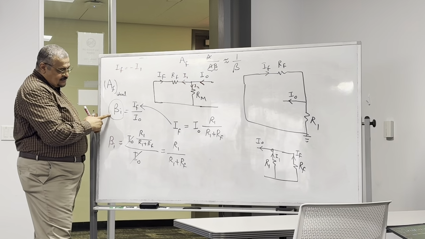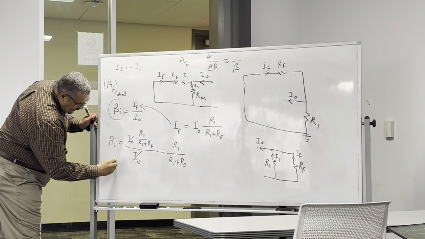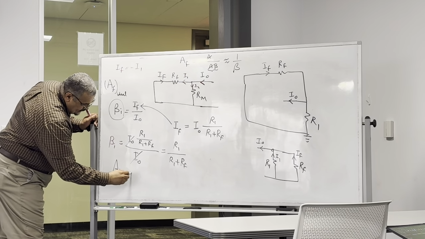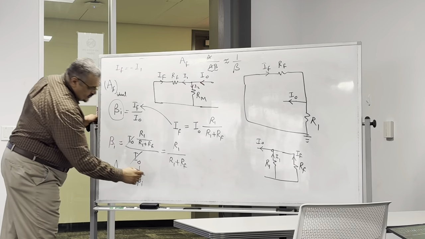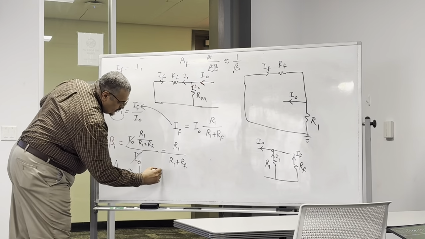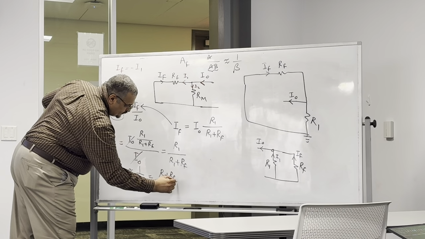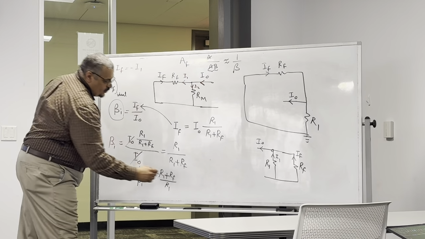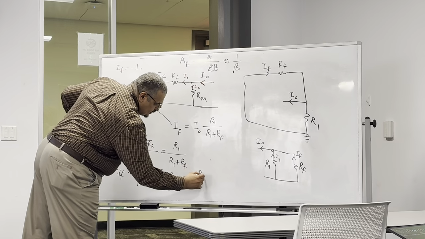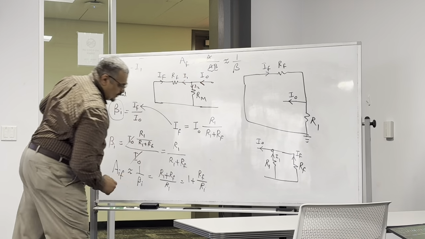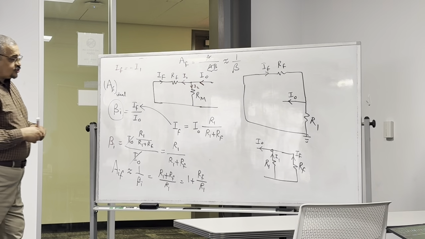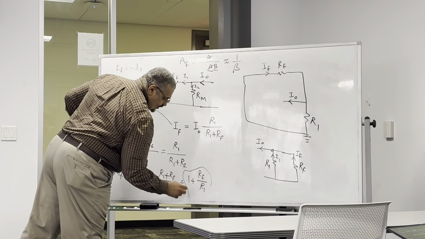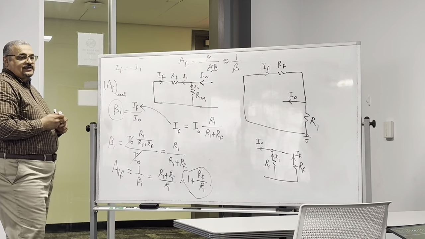By knowing beta, you know that the feedback gain, AI feedback, is roughly 1 over beta, which is going to be, in this case, R1 plus RF divided by R1, which is 1 plus RF over R1. So you know that your gain is roughly around this value after feedback.